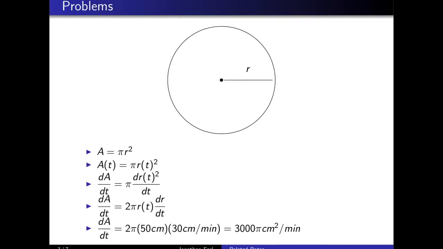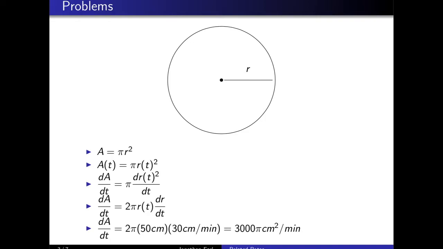So the setup looks something like this. We have a circular ring, and we have some radius to that circle. So we'll call our radius r, and we'll say that our area is A. Well, we know that the area of a circle is given by pi r squared, and what we'll assume here is that both of our quantities are functions of time. So the radius increases with time, and that means the area increases with time.